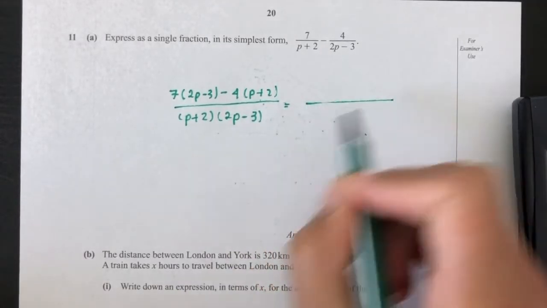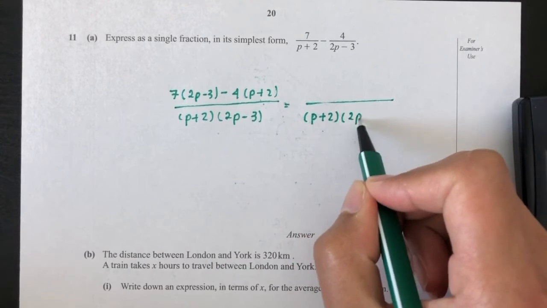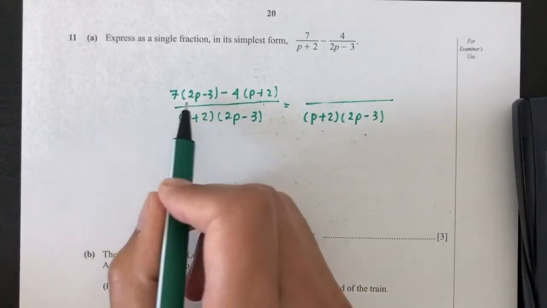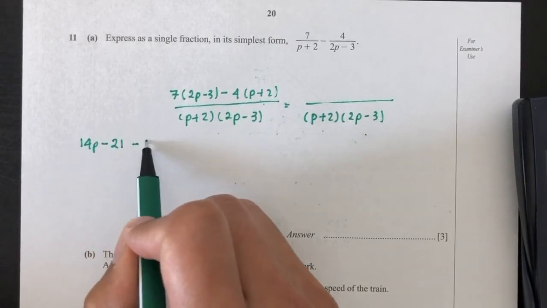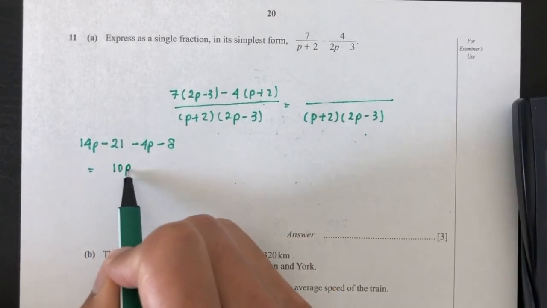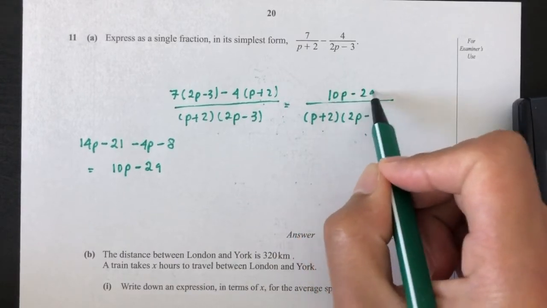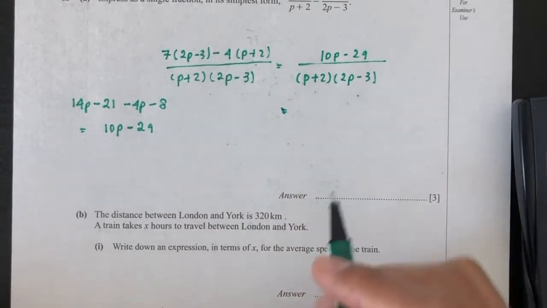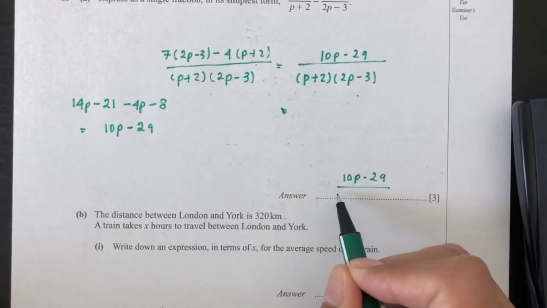You will have, the base can remain the same. That is okay. So this 2p minus 3. Let's simplify the top on this side. You will have 14p minus 21 minus 4p minus 8. That will give you 10p minus 29. So 10p minus 29 will be your answer. So you can just write this down. You don't need to expand the bottom. So 10p minus 29 divided by the same base.